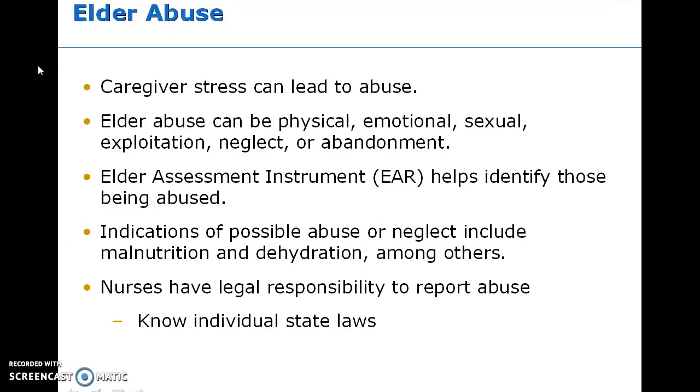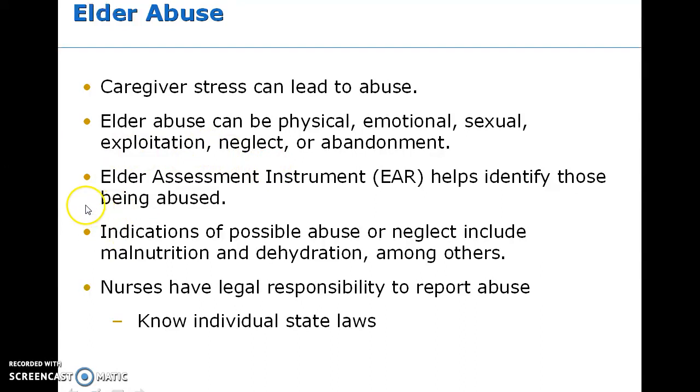Please don't forget about elder abuse. Caregiver stress can lead to abuse. All of the stress that they have in turning, repositioning, feeding, bathing, giving medication, cooking, cleaning, every day, can lead to stress, which can lead to abuse. So they do need to have a timeout. Elder abuse can be physical, emotional, sexual, exploitation, neglect, and or abandonment.